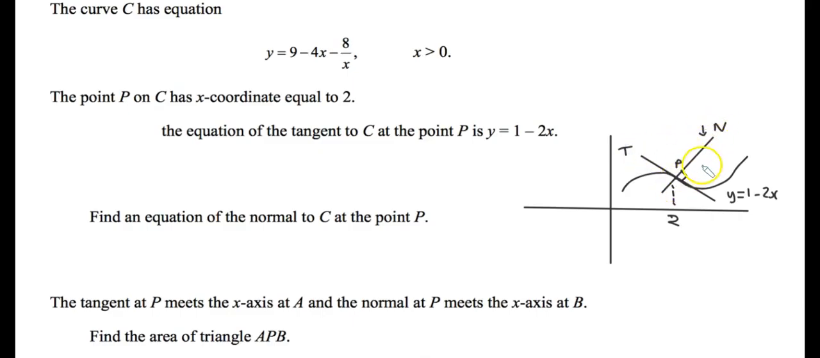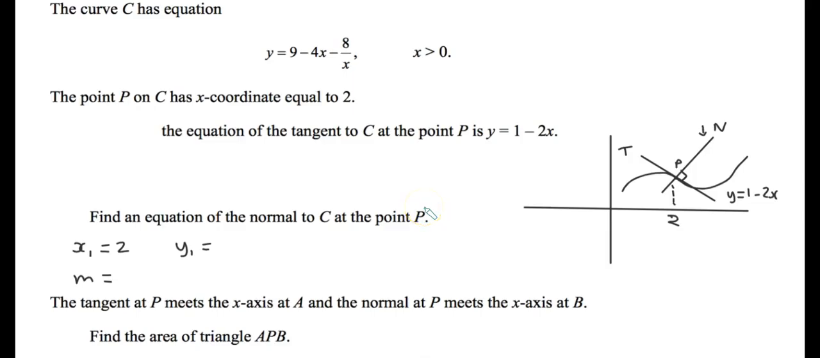How can we work out the gradient of this normal? Well, again, an equation of a normal is an equation of a straight line. So it requires a point that the line goes through, and it requires the gradient. So we know that the x-coordinate of the point that the normal goes through is 2. So that's right, x1 is 2. Now we also need y1, and we need the gradient of the normal.